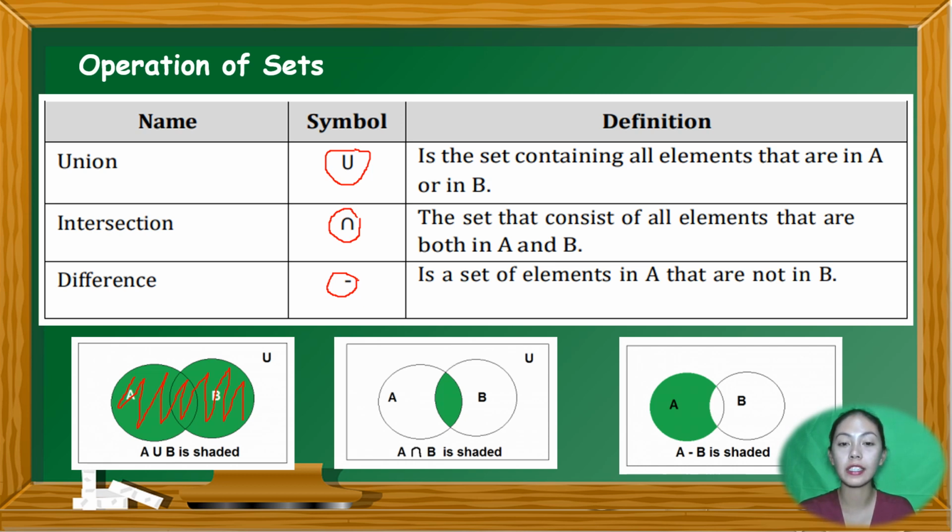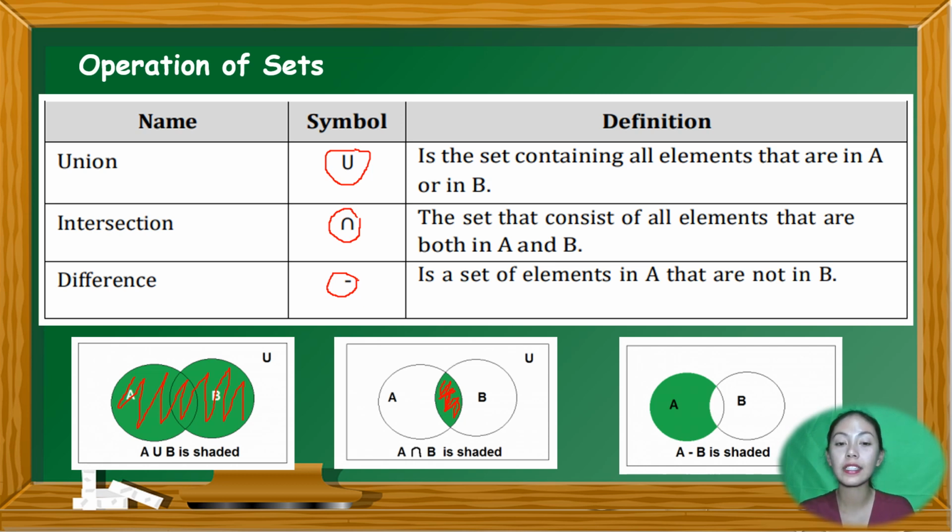It is the set that consists of all elements that are both in A and B. So in the intersection, only those elements that are both in A and B. So if we have this one, now the A intersection B is in this part only. No? In this part only. If this is where they meet, or the common part of the two, that is the intersection of A and B. And for the last, the difference, no?